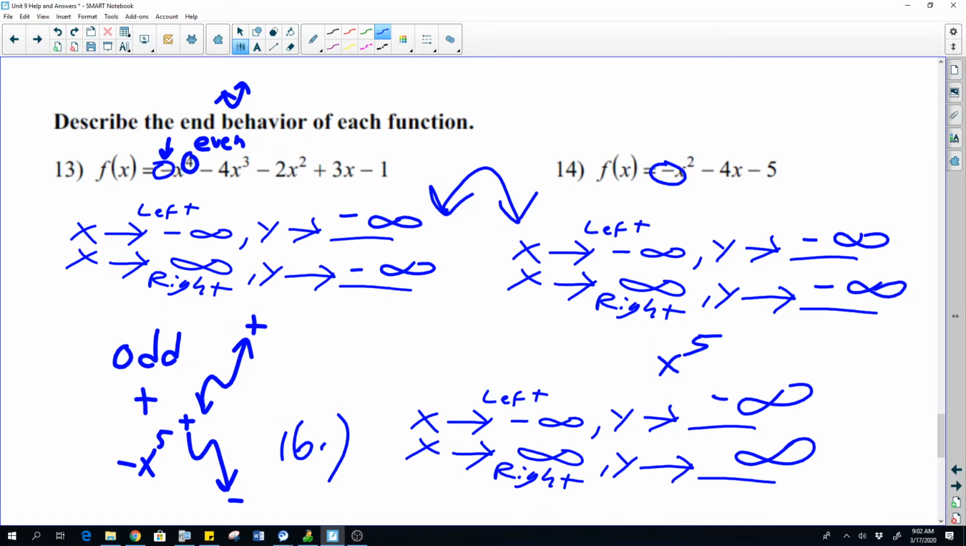Cool. And use the whole thing: as x goes left, negative infinity, y goes to blank. As x goes to the right, positive infinity, y goes to blank. Don't forget that. It's kind of the format that you're going to write for every single one of those problems.